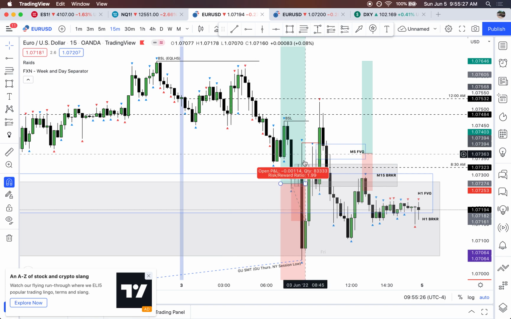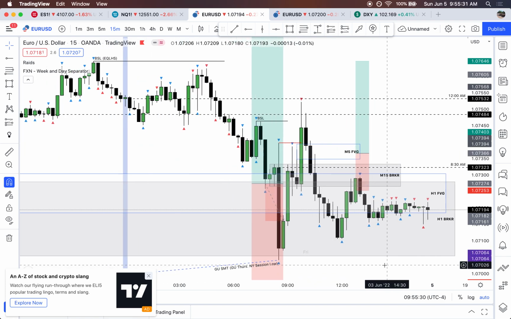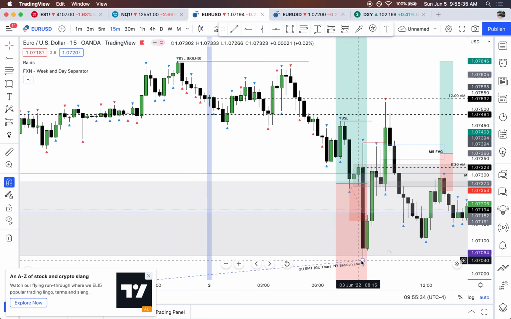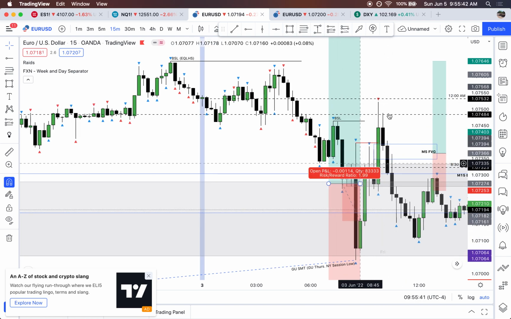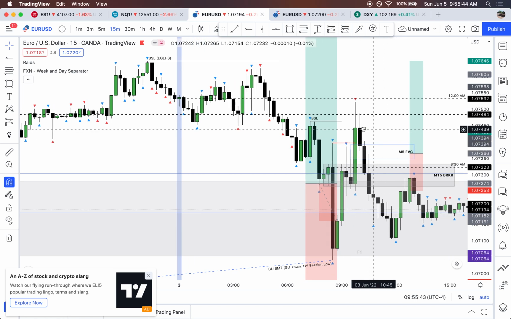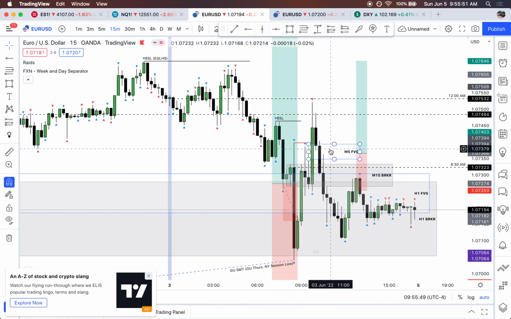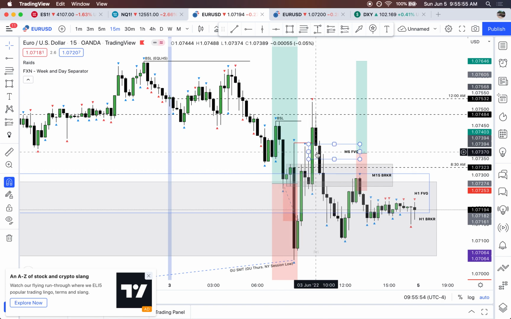And pretty much that's exactly what happened here. We just violated the breaker a little bit, and we ended up also forming an SMT with GU. So everything was looking good for me here. Came up, clear displacement, break in market structure here, of this raid, of this short-term low here. And pretty much I decided to get a compound entry at this M15 fair value gap, M5 fair value gap.